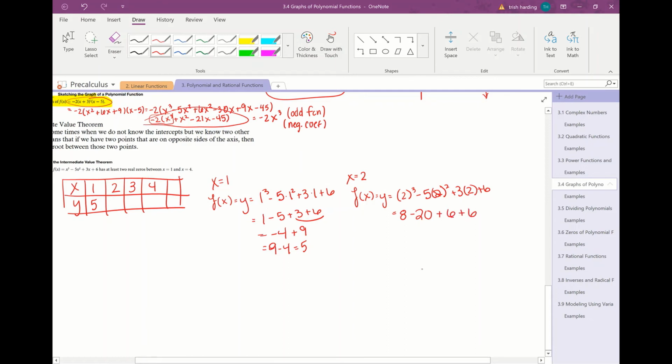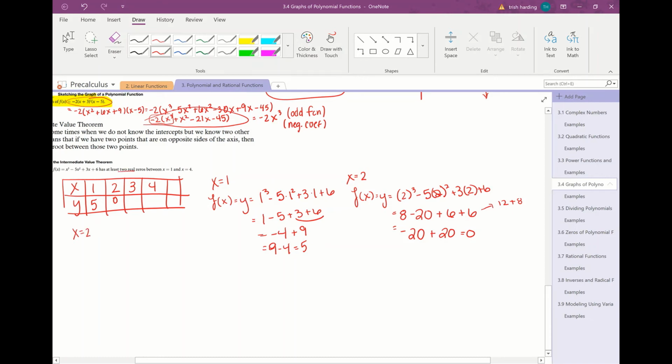And this says equals -20 plus, that's 6 and 6 is 12 plus 8. So it's -20 plus +20, so that's 0. So we have a root here. So we know we have a root at x equals 2.